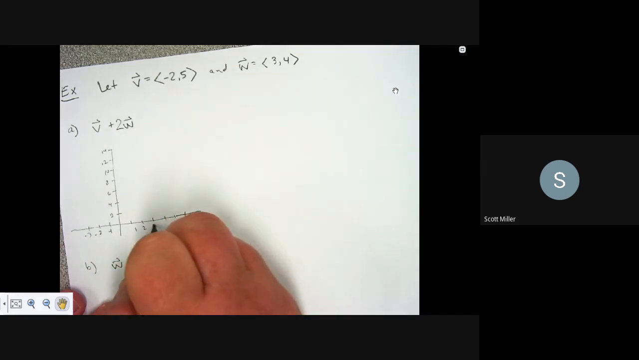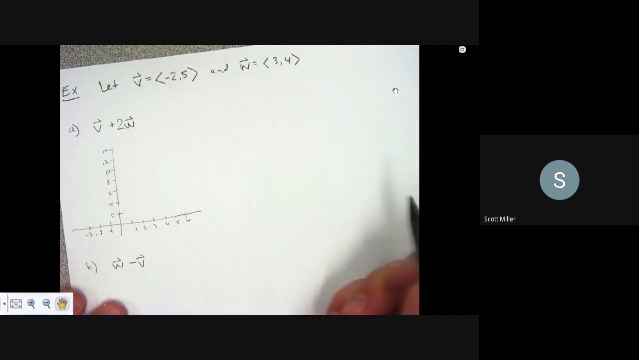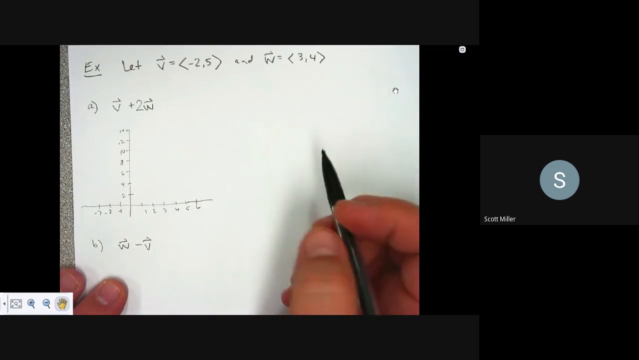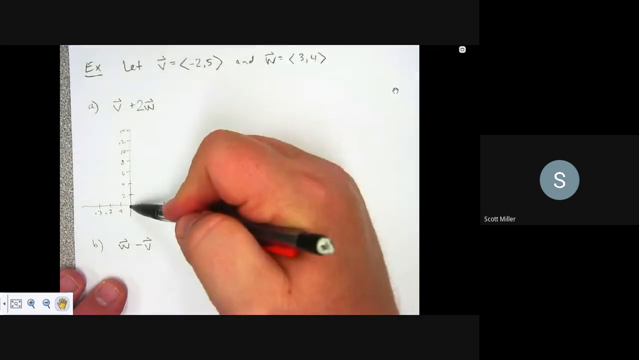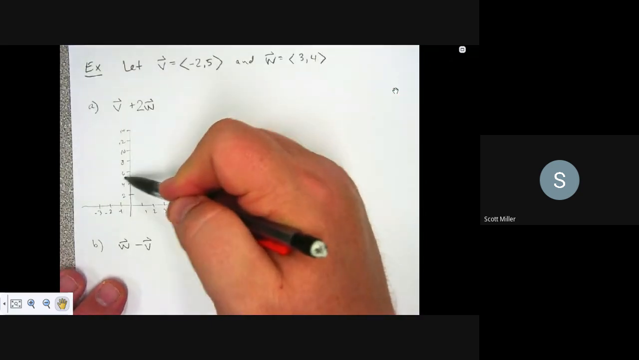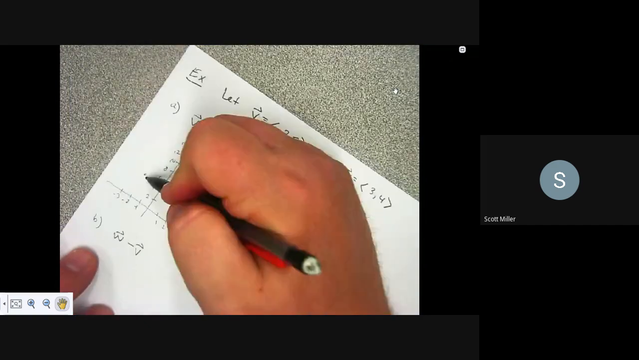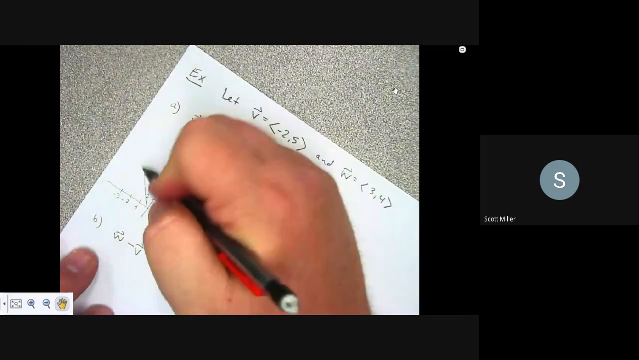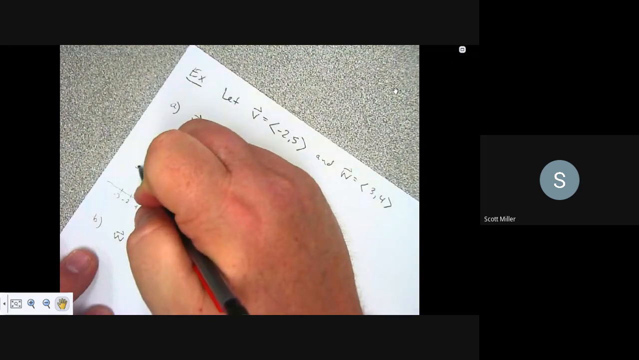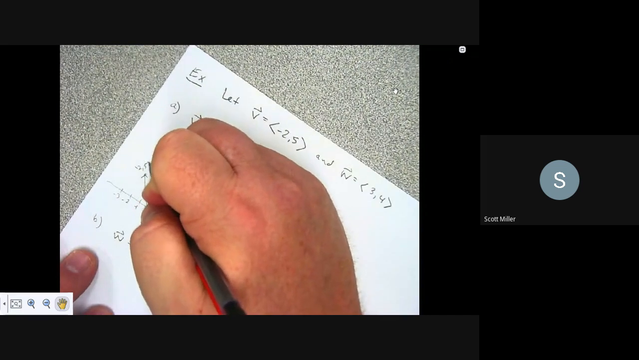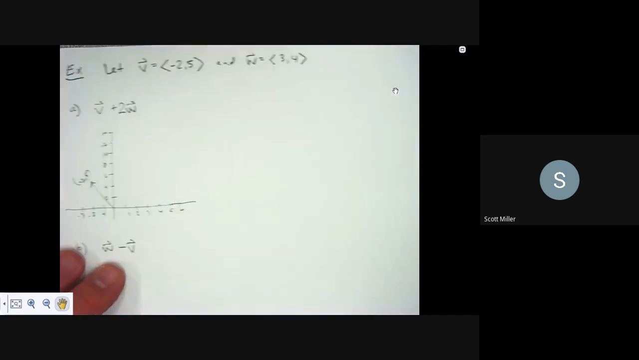So 1, 2, 3, 4, 5, 6. So vector v is -2, 5. That means I start here and I go to -2 and 5. So that's about right there. And we draw that vector arrow. And this is -2, 5. That is vector v.